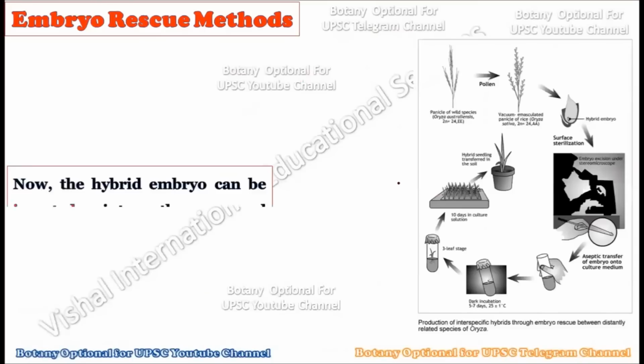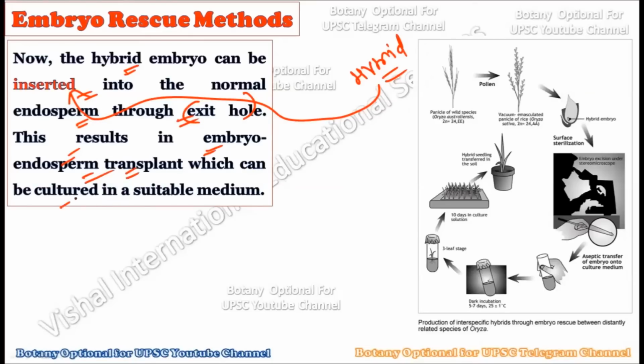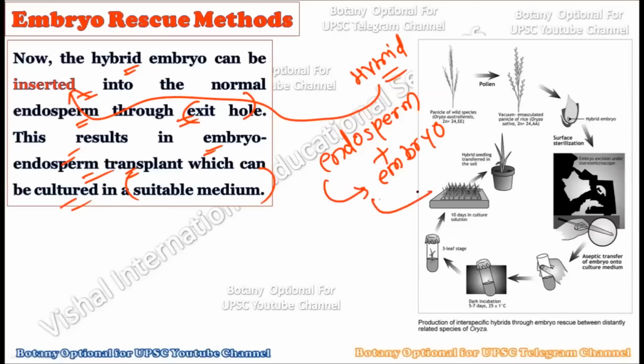Now what we do after that, see, the hybrid embryo can be inserted into the normal endosperm through the exit hole. So whatever hybrid embryo we have extracted from the unviable seed, this hybrid embryo can be inserted into that healthy endosperm. Now this will result in the embryo endosperm transplant, which can be cultured in a suitable medium. So from one seed we have the endosperm, and from another seed we have the embryo, and now this endosperm embryo transplant can be used as an explant to create plants in the plant tissue culture laboratory by using a very suitable medium.